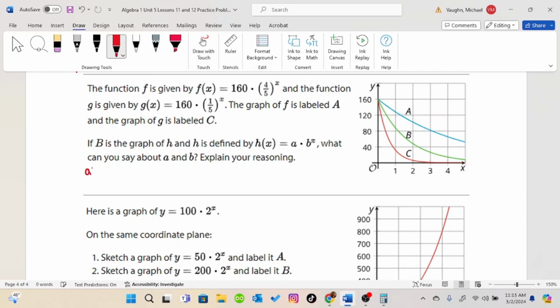So A has the same y-intercept that the other two have. So if the intercept was 160 for F and the intercept was 160 for G, then the intercept for H must also be 160.